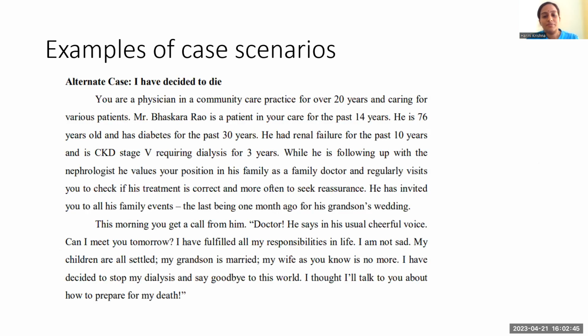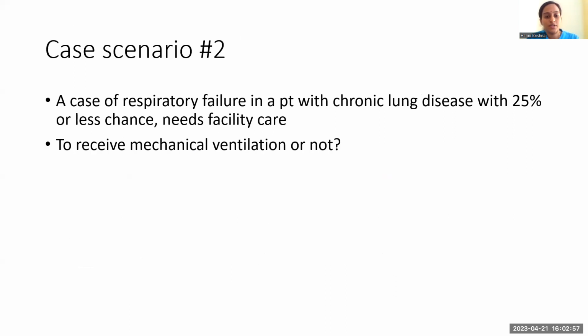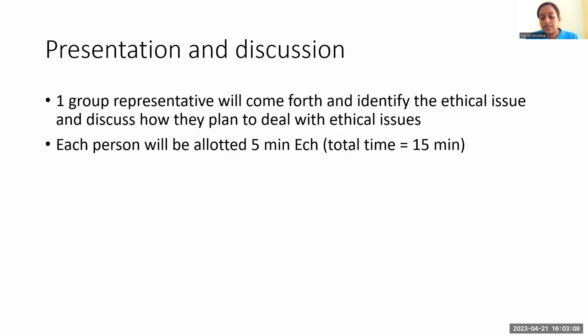So these are examples of case scenarios that can be allotted to each group. A CKD patient has decided that he wants to die, so how are we going to go about with this case? Or another case scenario where a respiratory failure patient with chronic lung disease needs mechanical ventilation or not. Or a case with CVA and loss of ability to swallow, so what should be done? These are the examples.